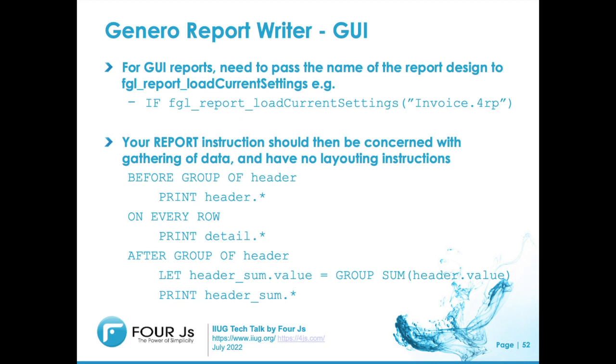To use the full power of GRW, the fgl_report_loadCurrentSettings line will need to take as an argument a report design document or 4RP. The report instruction is now only responsible for gathering data. There is no need for any layout information, that is, no print column, no page header, no skip lines, etc. Just gather up the report information, group it appropriately, groups are still important, and print the information that is unique to each group.